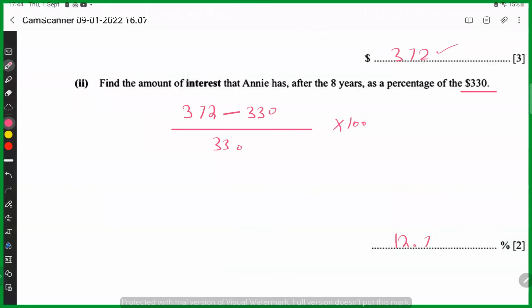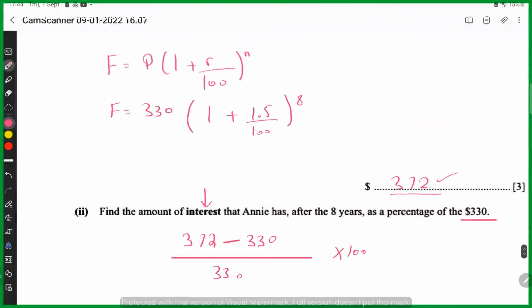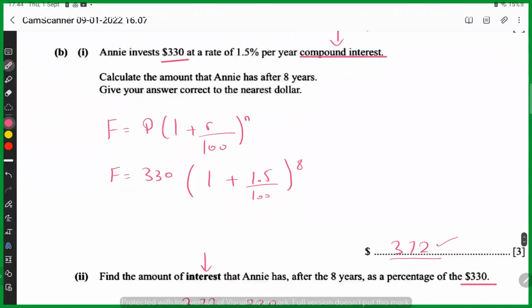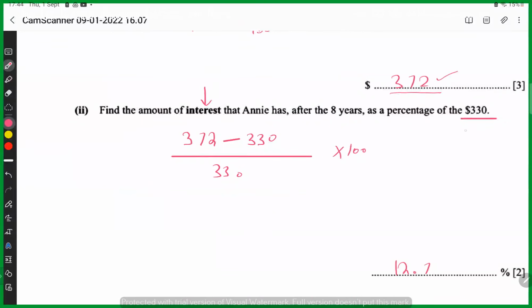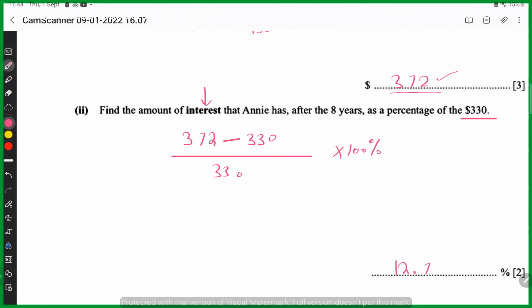Very good. And what about the other students? Were you able to understand the second part? It said find the amount of interest that Amy has after 8 years as a percentage of 330. After 8 years, in total, she had 372. You were only supposed to find the amount of interest. So 372 minus whatever she had in the beginning, that was 330. So 372 minus 330, and you need to find the percentage according to this number, that is 330. So we have divided it by 330 and then just multiplied by 100%, and this is going to give you 12.7%. Yes, any difficulties with this?